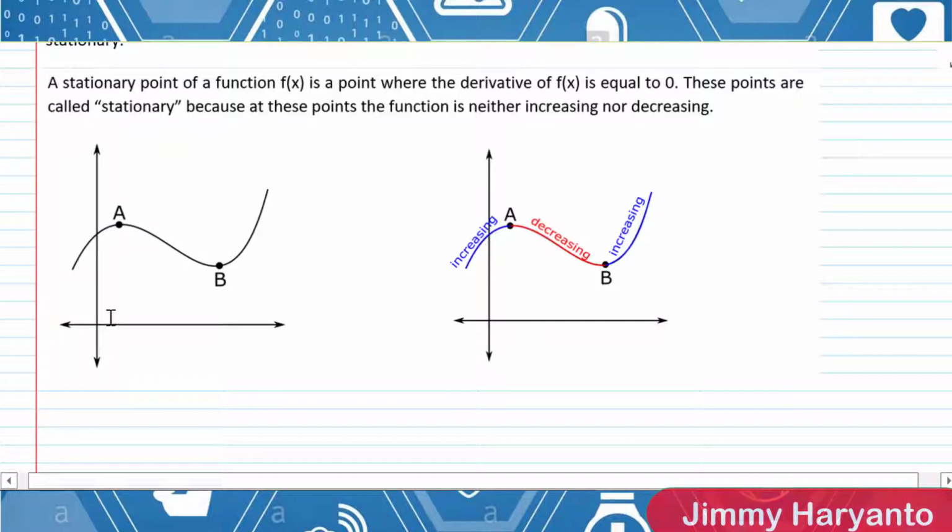So let's take a look at this graph. I have this f(x), the curve of f(x) like this. The first part is increasing, decreasing, and also increasing, decreasing. At this point A, the curve stops increasing. It will change into decreasing, and at point B, the curve stops decreasing. It will start increasing. So this point is called a stationary point.